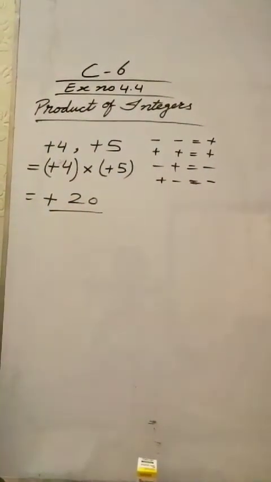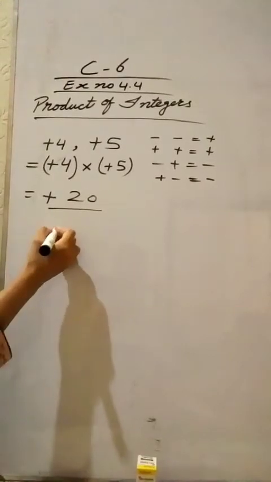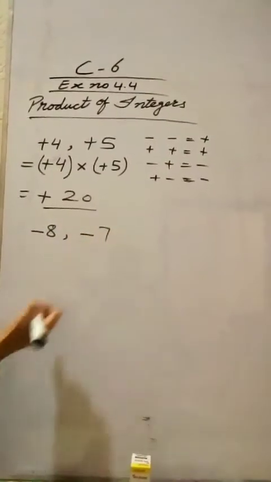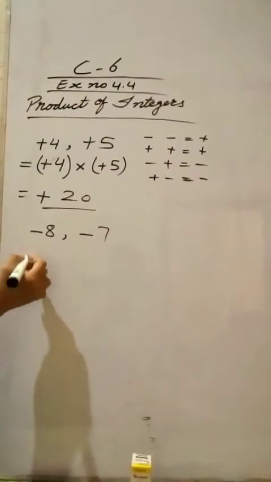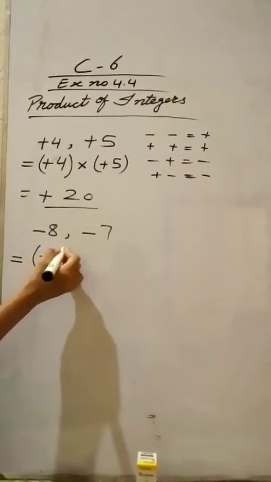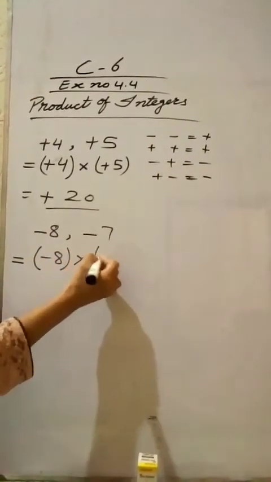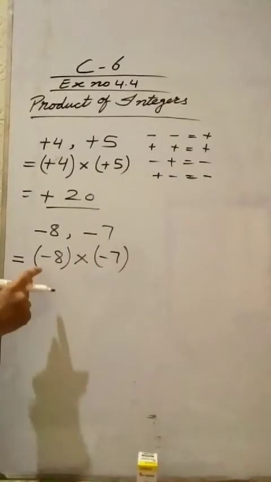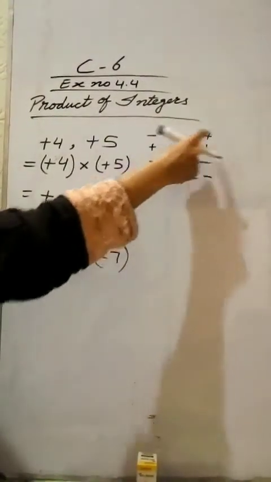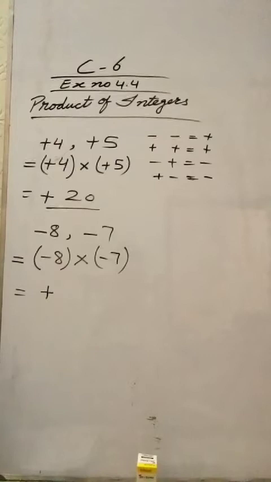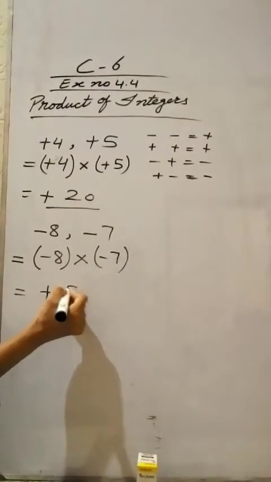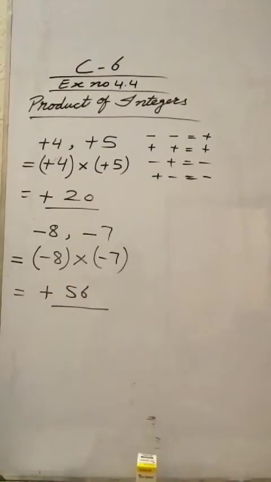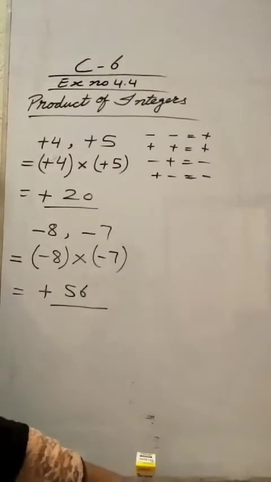Draw the ending line. Let's see, we have a question: minus 8 comma minus 7. First of all, you need to put the sign of multiplication with the bracket. Then solve the sign. Minus minus plus. Change the sign. 8 sevens are 56. So these are the steps for solving the question.